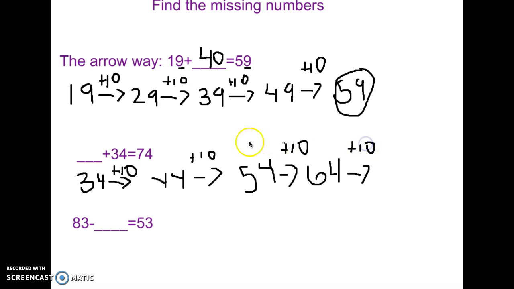All right, so we have, oh, it didn't show up. 10, 20, 30, 40, again, is our answer. So 40 plus 34 is 74. Now you would do the same thing with the subtraction one. You would start at 83, arrow, minus 10, and so on until you got to 53.